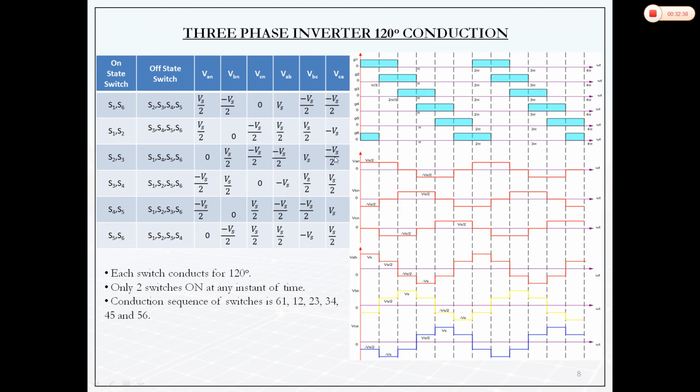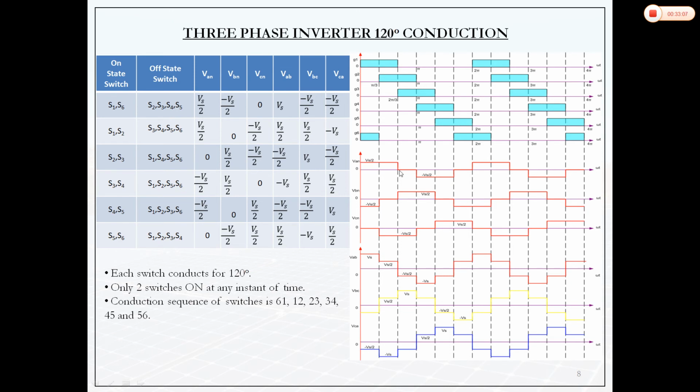So the output voltage you can observe here: VAN is Vs upon 2 in the first mode, VBN is minus Vs upon 2, and VCN is 0, as you can see in the graph. Similarly you can draw for the remaining modes. So you will find that you are getting an output waveform something like this.